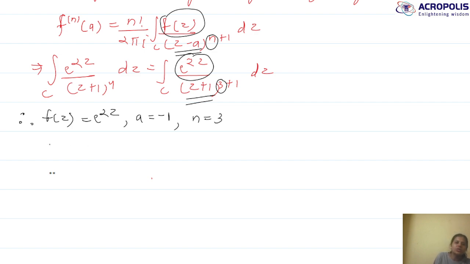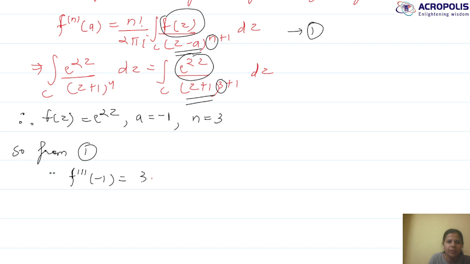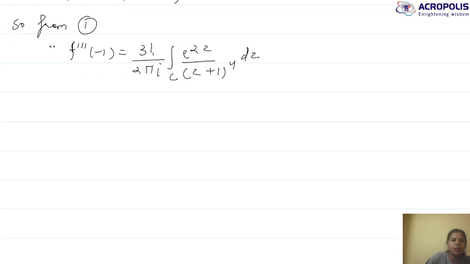Okay, also you need to check the singularity first. Before that, let this be equation number first. So from first, put all the required values. f of n, that is f triple dash a, that is at minus 1, n factorial that is 3 factorial, upon 2 pi iota, integration along C of e to the power 2z upon z plus 1 to the power 4 dz. So what you need to do is simply find the value of the integral.